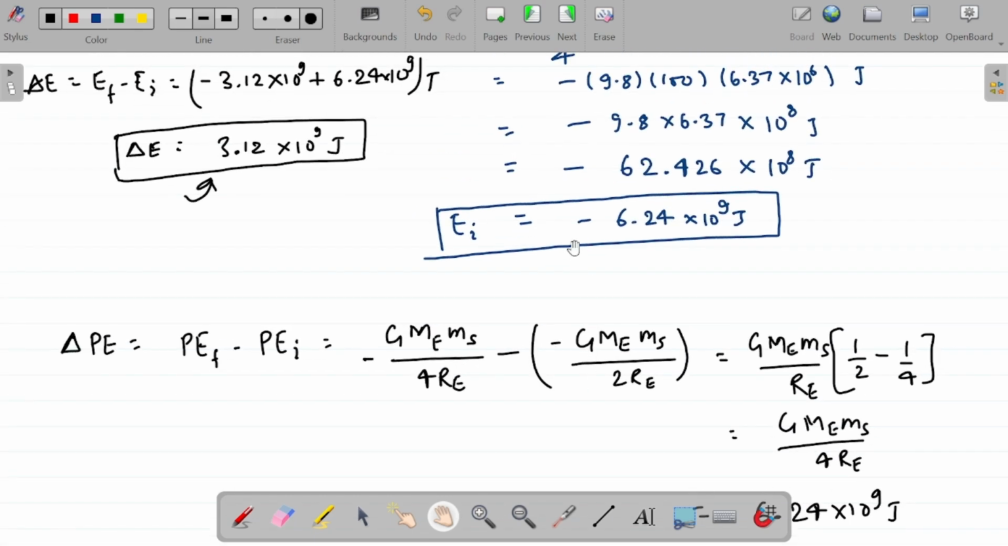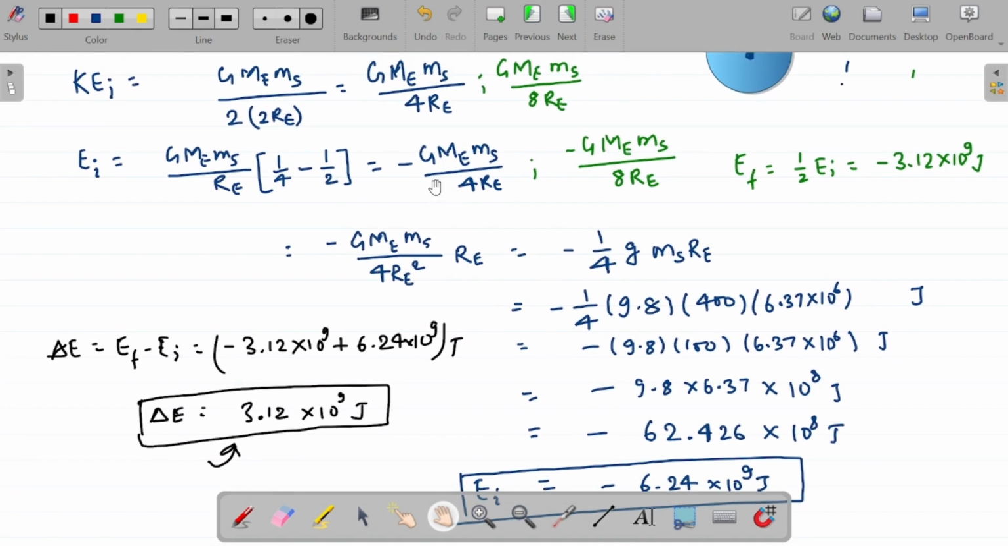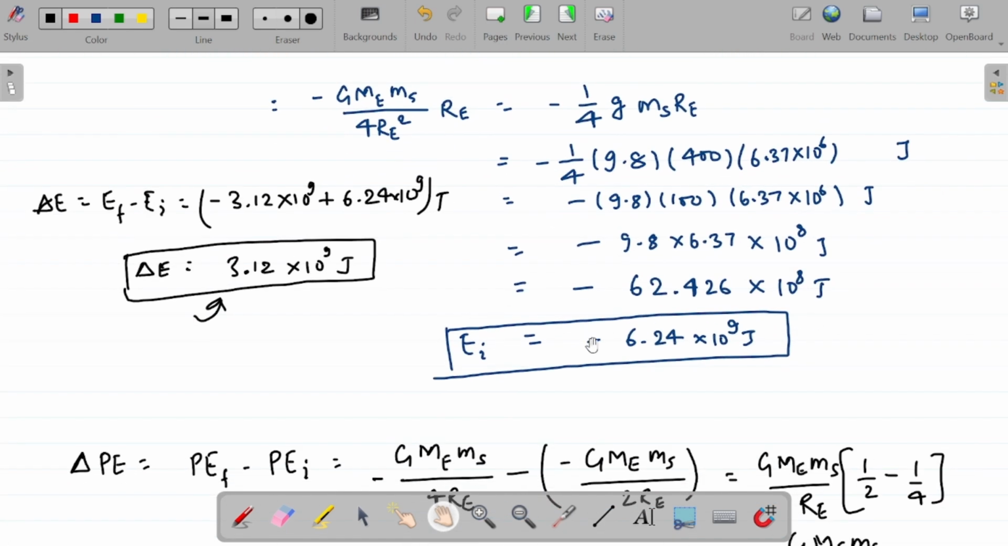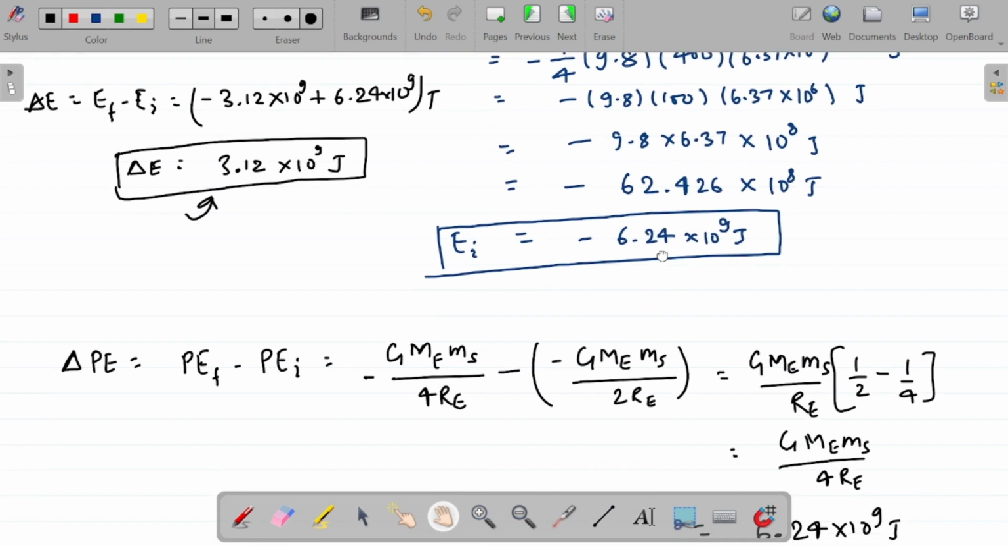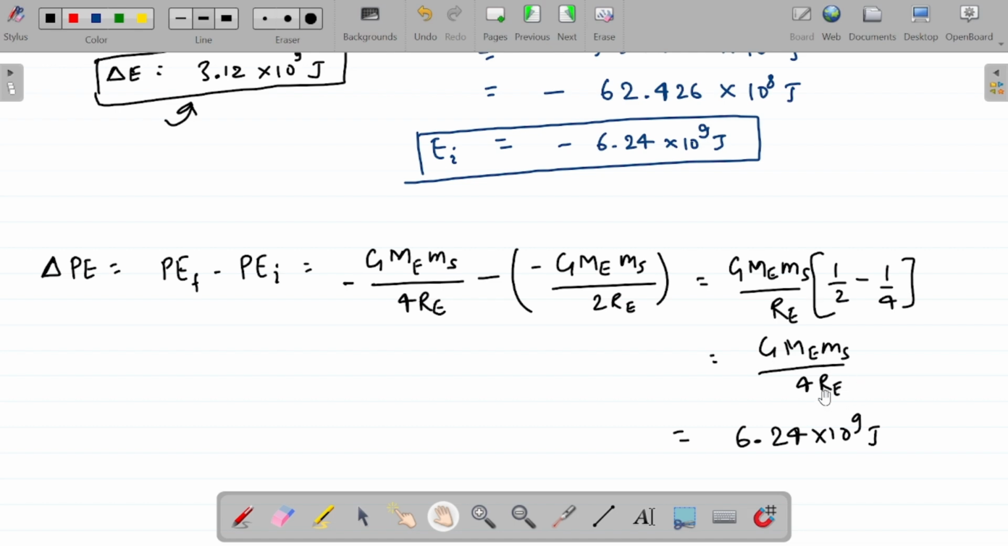Look what is happening here. Here we have obtained minus G ME MS by 4 RE. So it was coming minus of this value. So if we are going to do G ME MS by 4 RE, it will be positive, this much positive value. So this is the change in potential energy, which means potential energy is also being increased. So we can write the change in potential energy. Now what about kinetic energy?